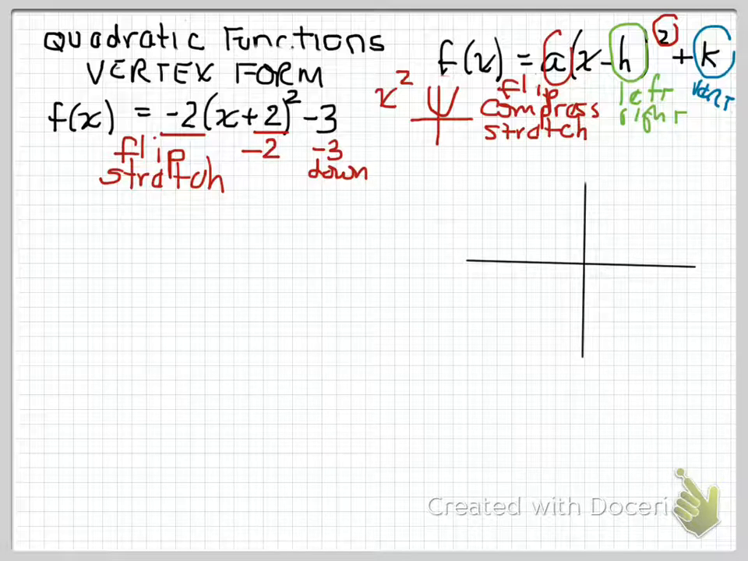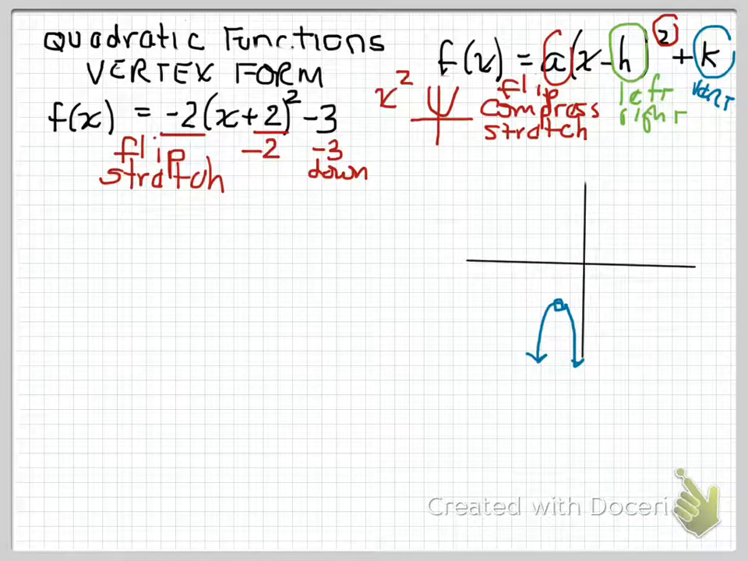So let's go over to our graph and let's go ahead and plot our new center point. So we're going to go left from 0 and then down 3, and so our new center point is right down there. And now our graph, we know, because we're stretching it, it's going to be narrower than our normal parabola would be, and it's upside down. So we've got something like this.